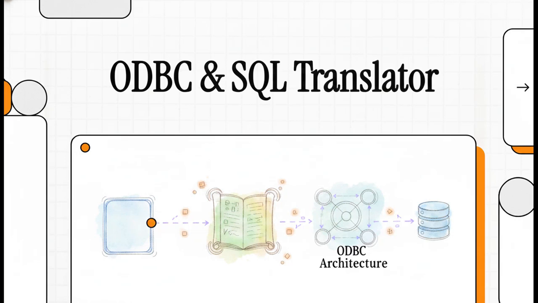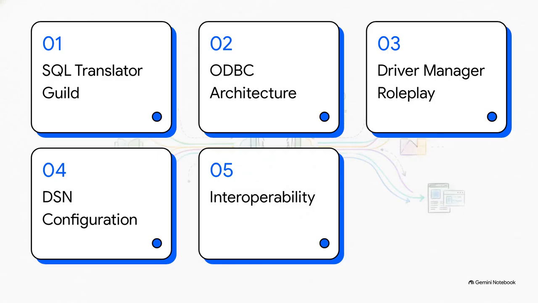Welcome to this explainer. Today, we're diving right into Lesson 13's deep dive on database connectivity. We're going to focus specifically on the SQL Translator Guild and ODBC architecture. Think of this as pulling back the curtain on the invisible infrastructure of our digital world. We're going to explore exactly how these complex systems pass information back and forth behind the scenes. It's pretty fascinating stuff. So here is our roadmap for today.